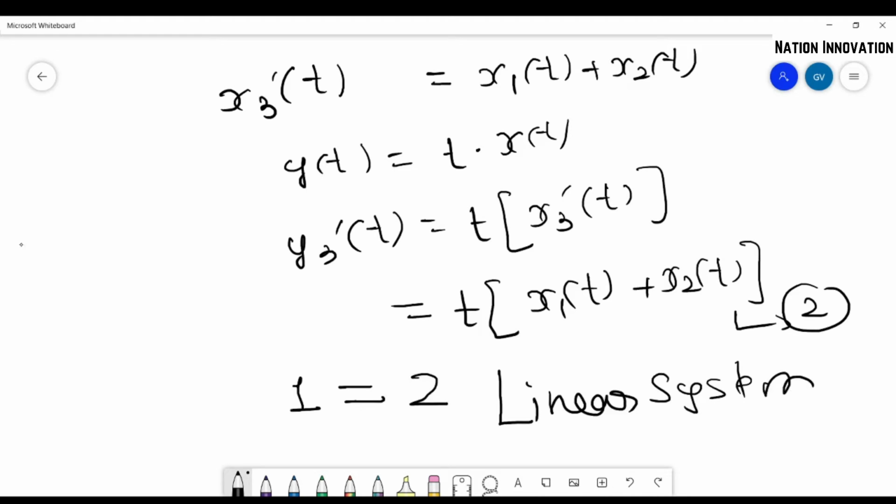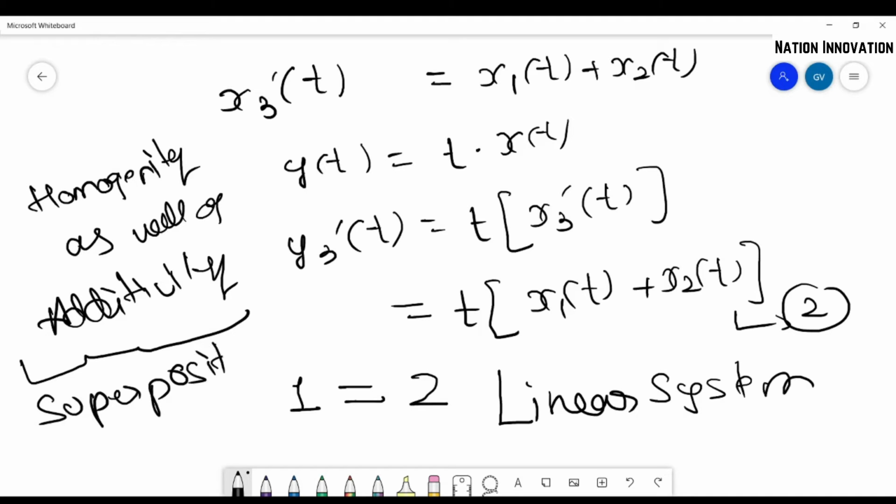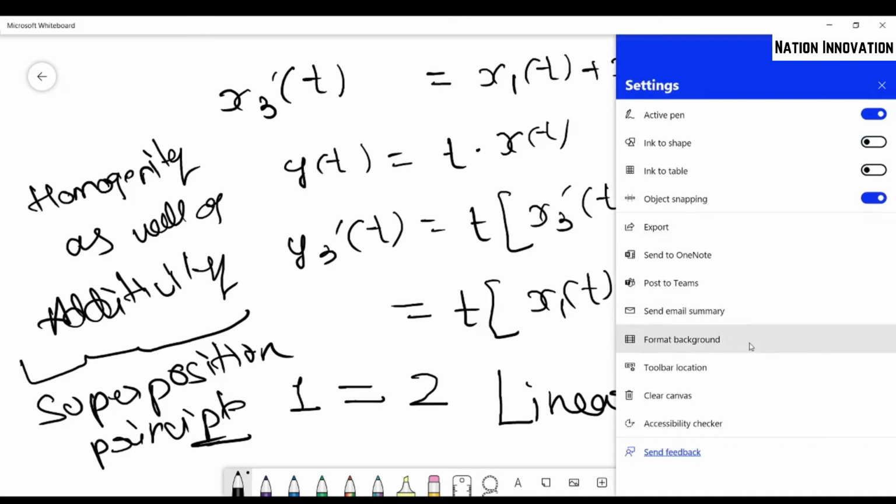It is following both homogeneity as well as additivity. So combinedly it is following the superposition principle.